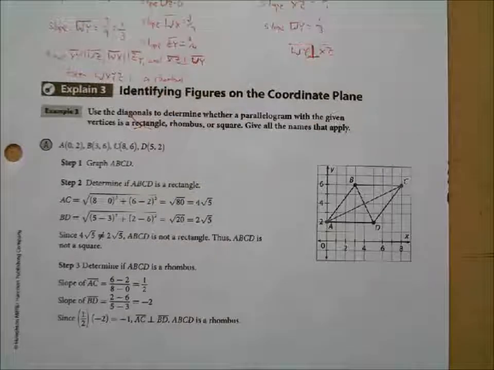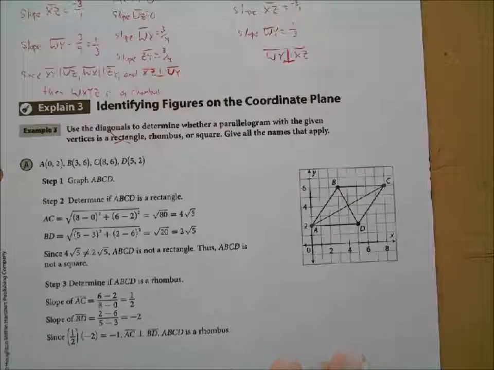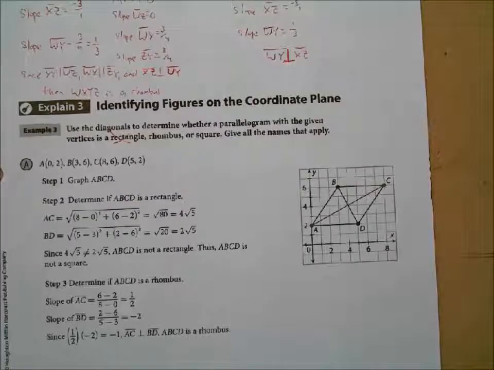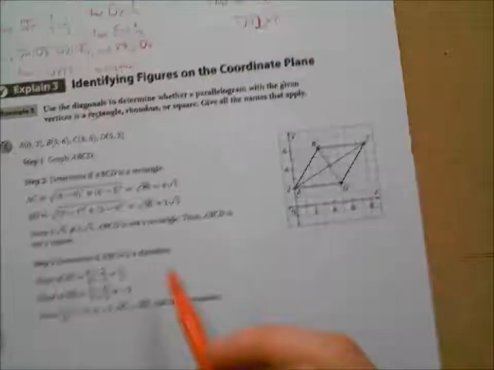So go ahead. They would be equal in length, right? You can look at the shape and see that's not going to work. And in fact, when you do the lengths, you can see 4 root 5 is not the same as 2 root 5. They actually did the distances there for us, right? Not the same. So it's not a rectangle.